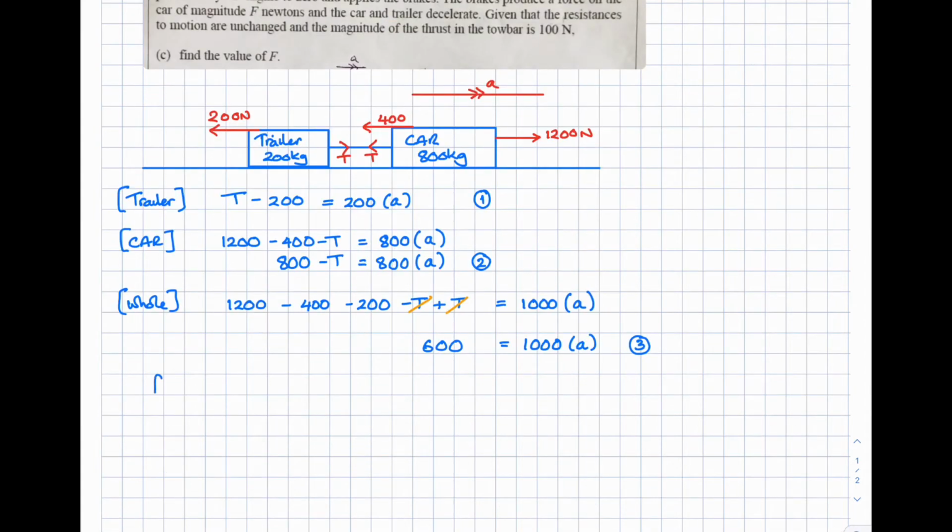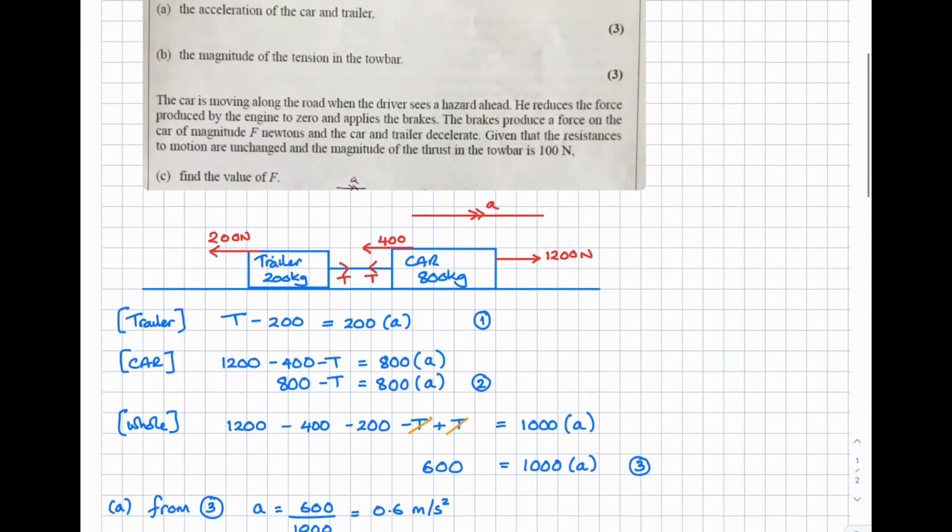From number 3, we can say that acceleration is equal to 600 divided by 1,000, and that's going to give you 0.6 meters per second squared. So we've actually answered part A of this question. Right, let's have a look at part B of the question.